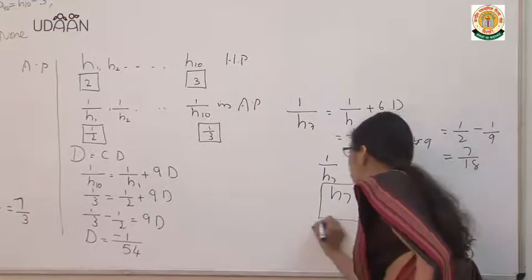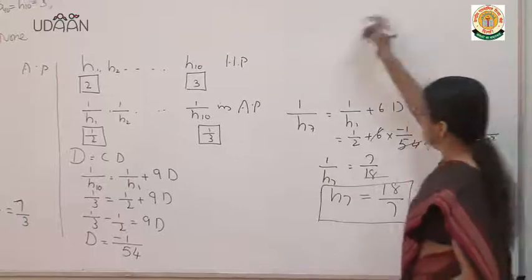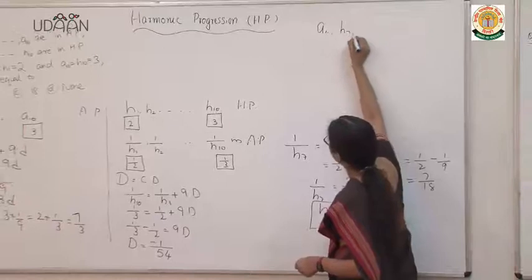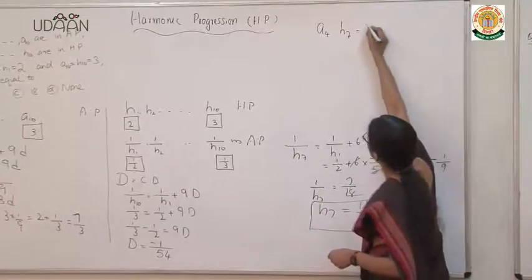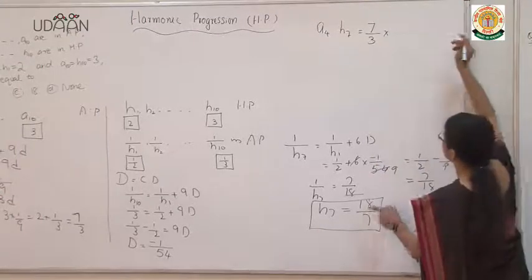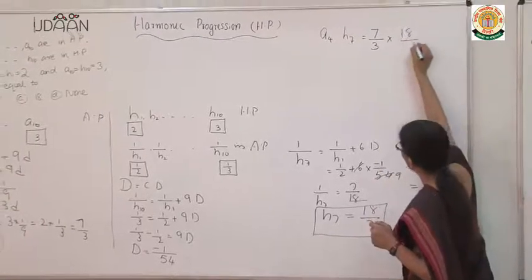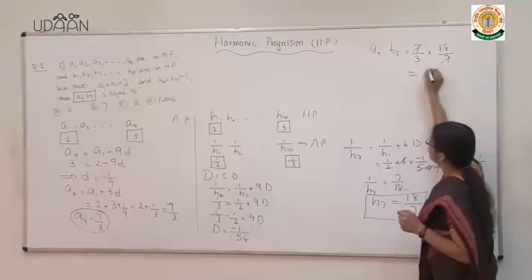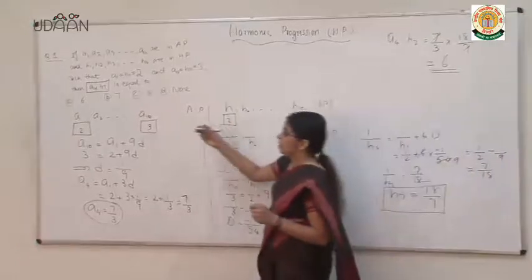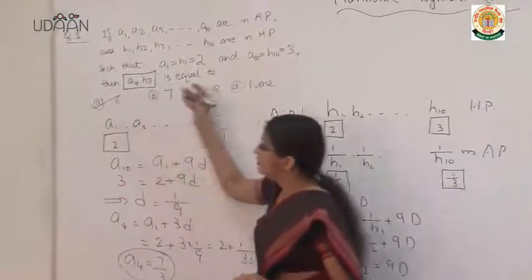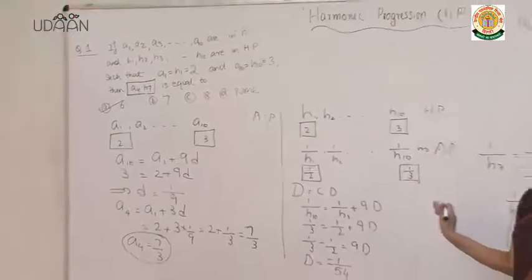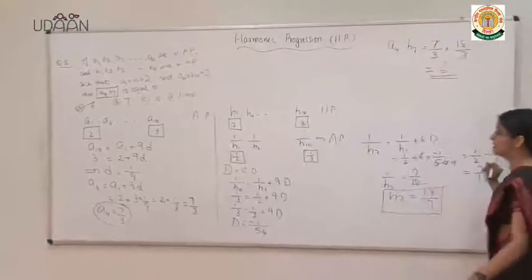We have the value of A4 and H7. I'll do the calculations here. We need to calculate A4 into H7. Put the values. What is A4? We calculated its value to be 7 by 3, into H7, which is 18 by 7. Simplify to get the answer as 6. See which option is correct? Option A. It's a simple question based on the concept of harmonic progression. Let us proceed to the next question.